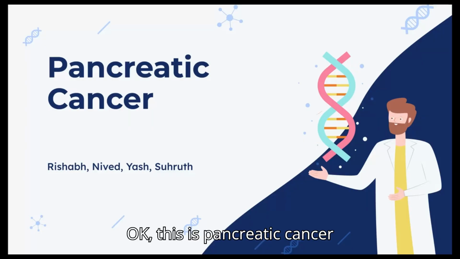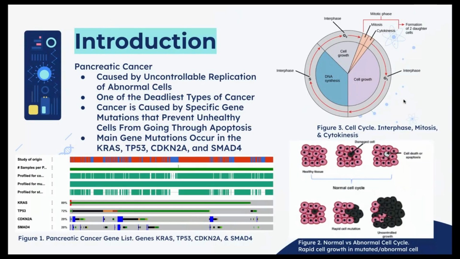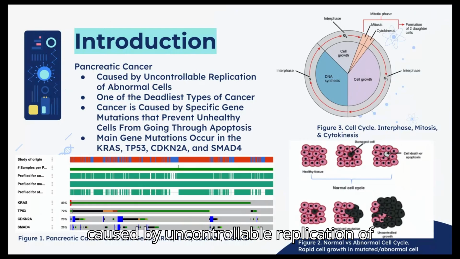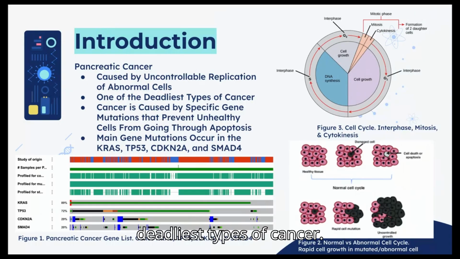Okay, this is pancreatic cancer. Introduction. Pancreatic cancer is caused by uncontrollable replication of abnormal cells, and it is one of the deadliest types of cancer.